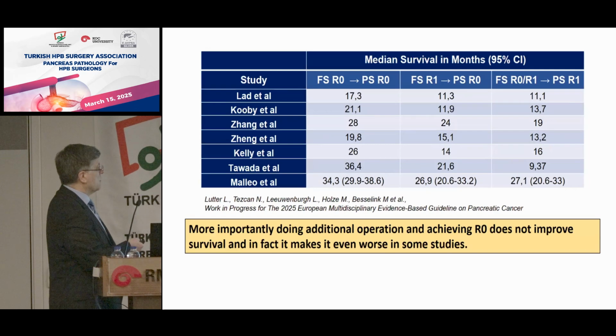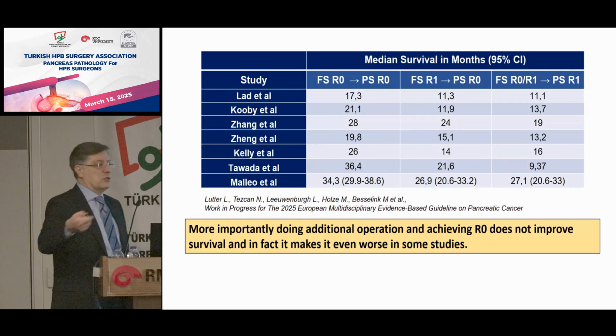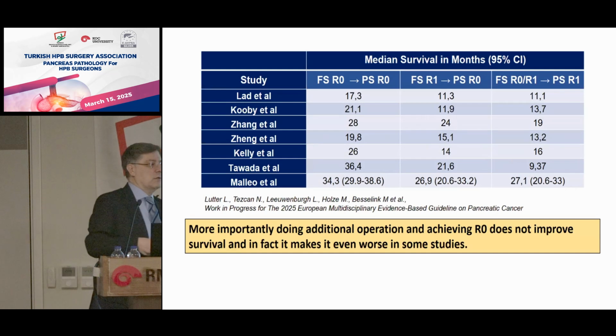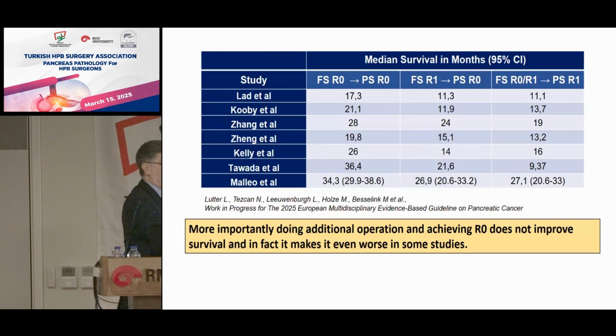But now the most important thing, and again, our study also was one of them, most of the studies doing the additional surgery achieving R0. So you did the frozen section and it was R1, that was positivity. You said, okay, I'm going to extend the surgery. You did it, and you converted it to R0, you would think survival improved.